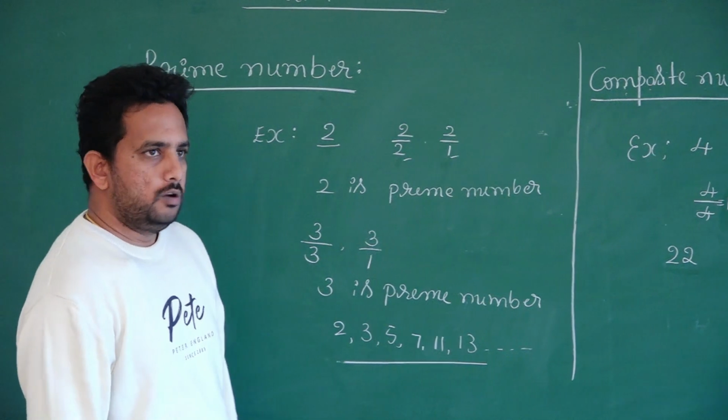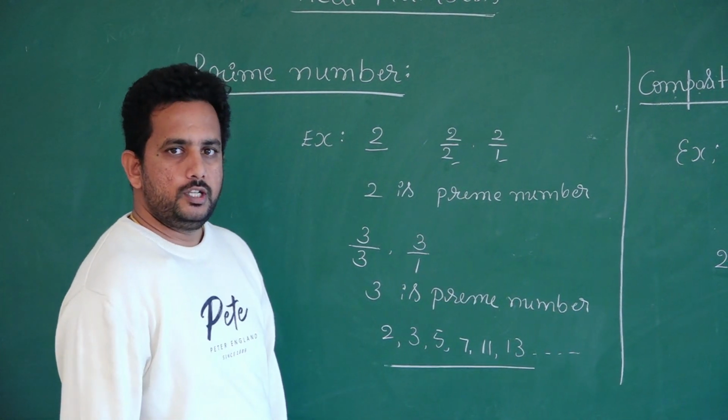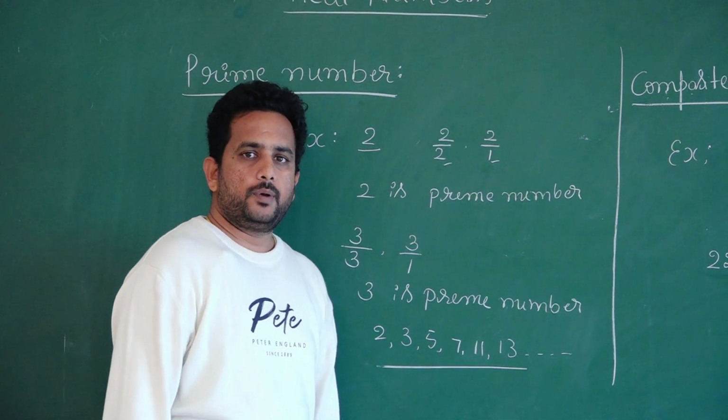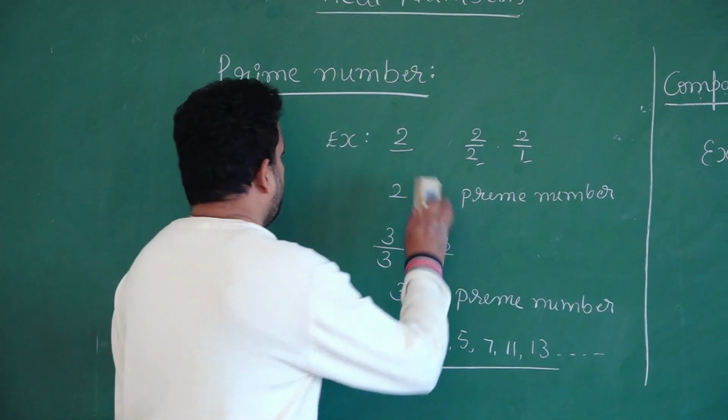Now we go to our main topic: express a composite number as a product of prime numbers. We take one example.